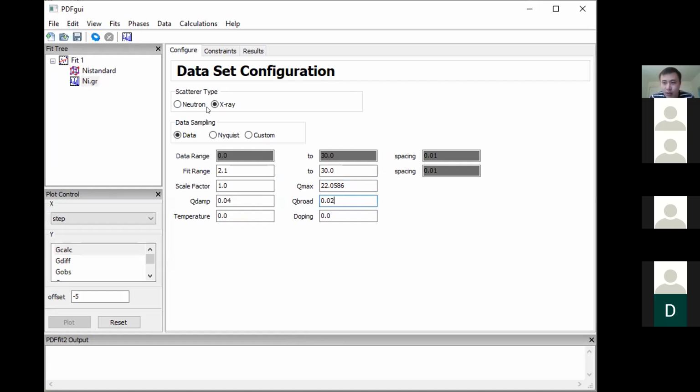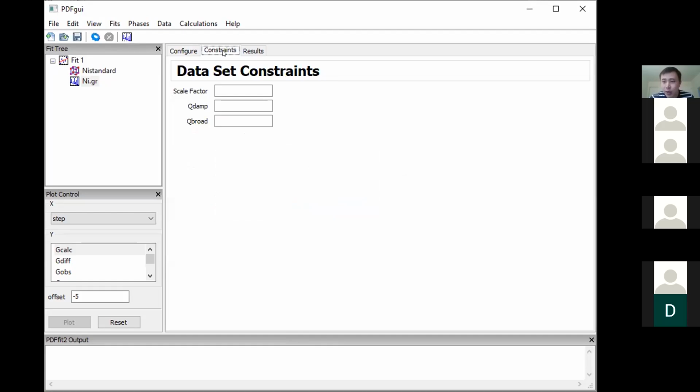Okay, this is about how to do the technical fitting. So just keep in mind, we go to constraints. This is where we define what parameter we want to fit, right? So it gives us the possibility of fitting scale factor, Qdam, and Qbroad. And these two are what we are interested in. And this is simply a scale, just a coefficient.